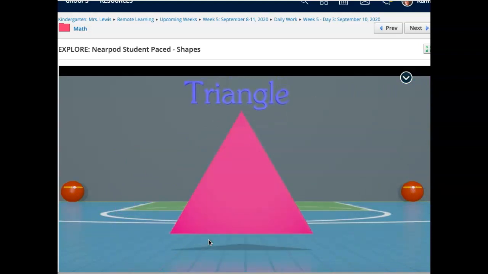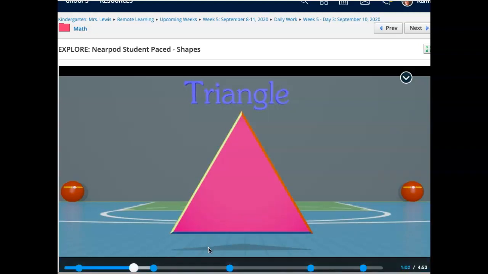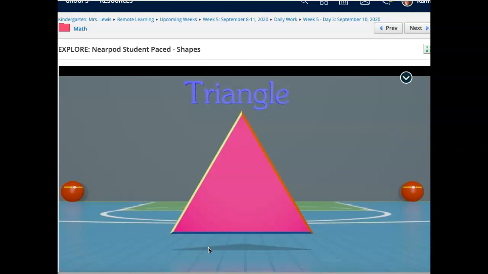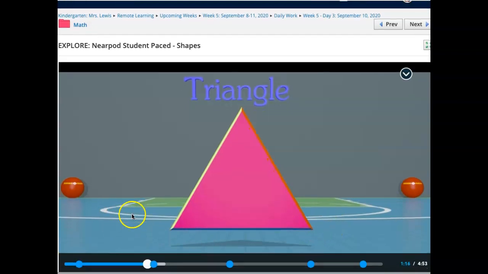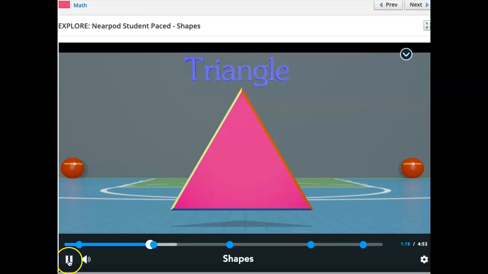Here we have a triangle. But what makes this shape a triangle? For a shape to be a triangle, it must have 3 sides and 3 angles. This shape has 1, 2, 3 sides. Okay, it has 3 sides, but does it have 3 angles? Well, the angle is where 2 straight sides join together. Sometimes the angles are called corners. We can see that this triangle has 1, 2, 3 angles. So this shape is a triangle because it has 3 sides and 3 angles.